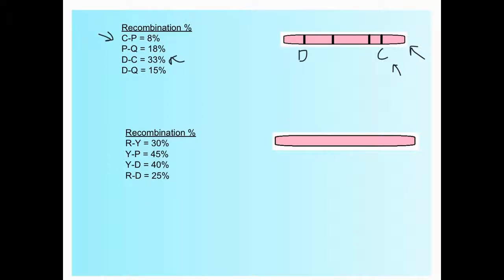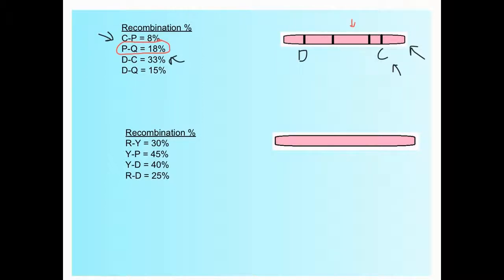Now I'm going to go to this one right here. P and Q get separated from each other during meiosis from crossing over 18% of the time. So that's going to be the second largest distance. I can see that this right here is the second largest distance. C and D is the farthest apart, but that's the second furthest genes away from each other.